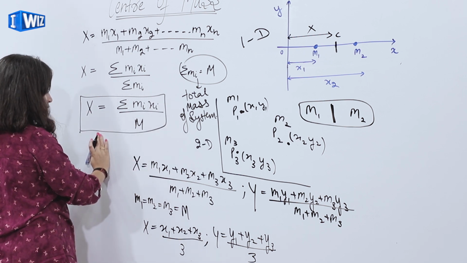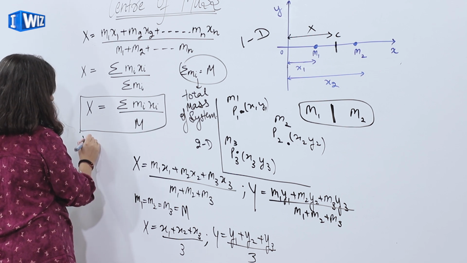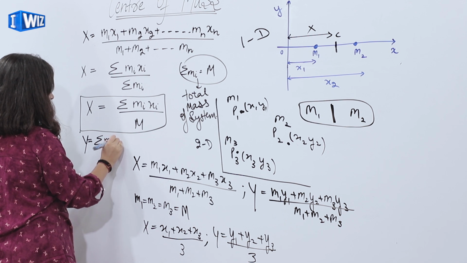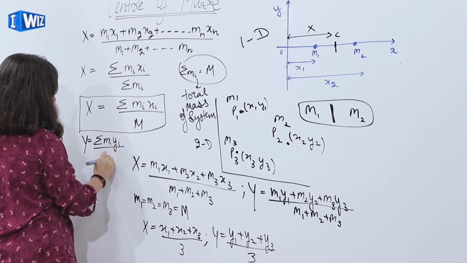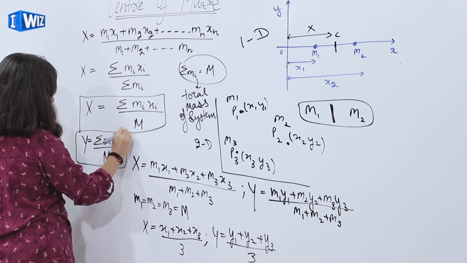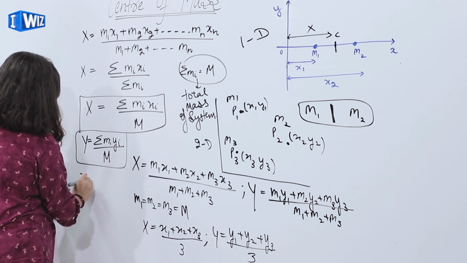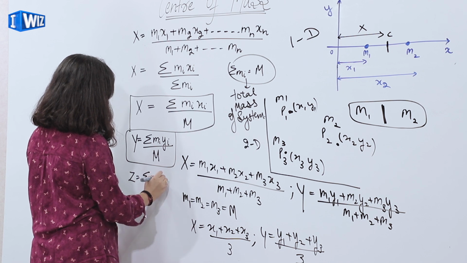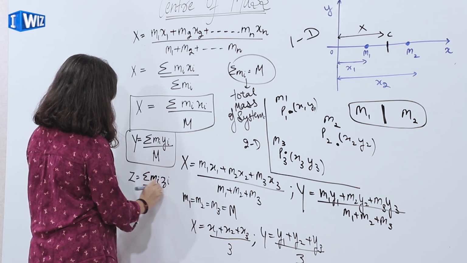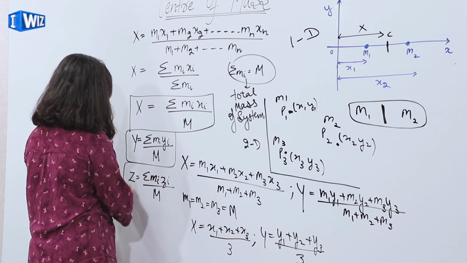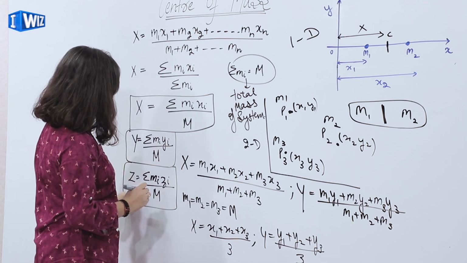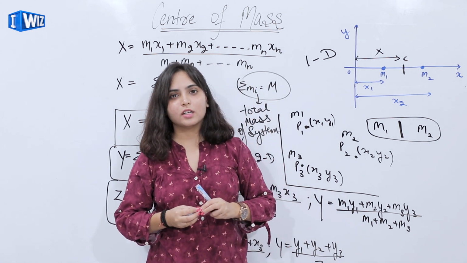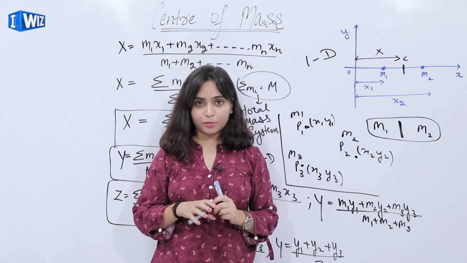Similarly, we can write for the y coordinate, y equals summation of mi yi upon M. And for the z coordinate, z equals summation of mi zi upon capital M. So these were the center of mass for the three coordinates. This was all about a discrete system.